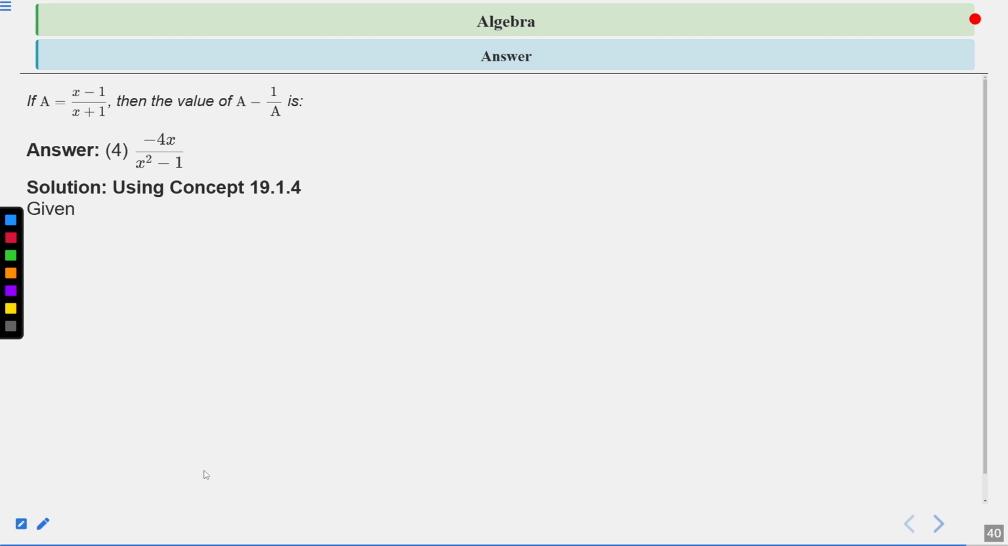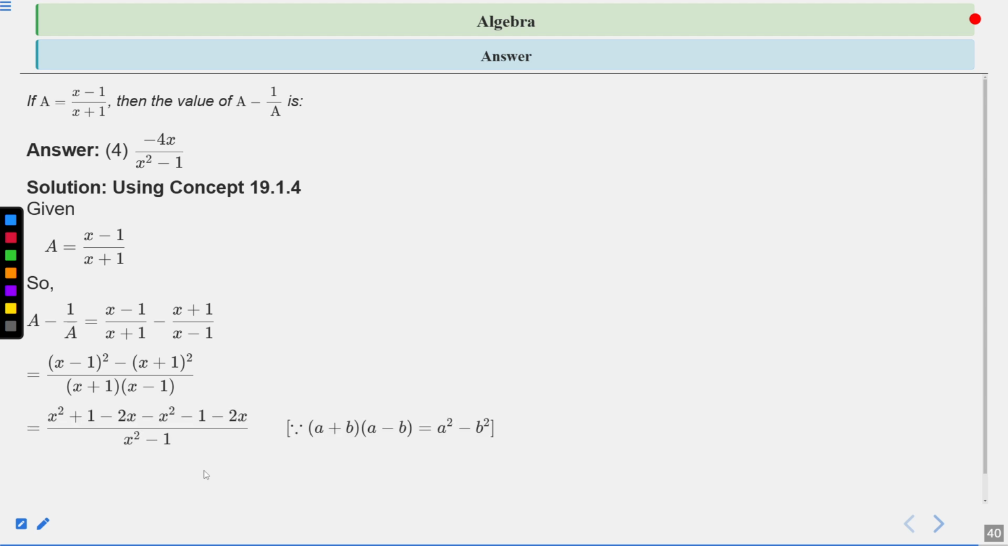Given that a equals x minus 1 upon x plus 1. So simplifying it, a minus 1 upon a will become x minus 1 upon x plus 1, this is the value of a, minus 1 upon a, which becomes x plus 1 upon x minus 1, the reciprocal value. When we simplify it, we get x minus 1 whole square minus x plus 1 whole square upon x plus 1 into x minus 1.